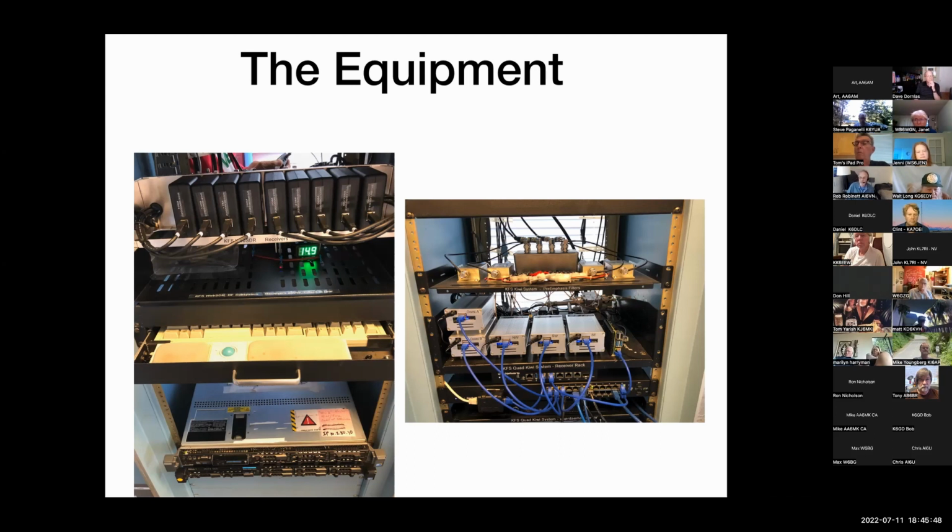On the right-hand side, you'll see a bank of Kiwi SDRs. There's 5 of them, and you can see they're labeled for what they do. The Kiwi is an all-in-one unit. You feed RF into it, and it has its own computer inside that presents a web page to you, which I will show you. You can see some of the RF distribution network on the top shelf there that feeds them.